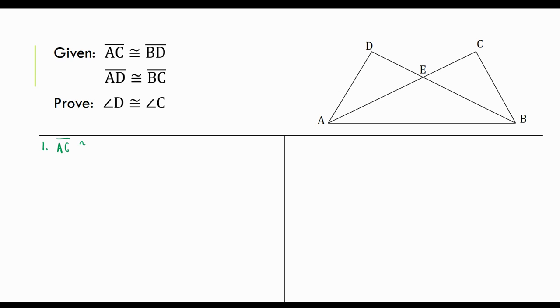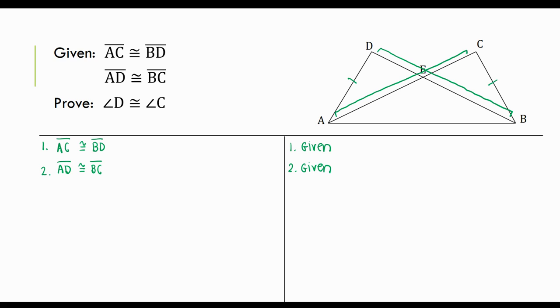So one of my givens is that the segment AC is congruent to the segment BD. If I look, AC is this big segment right here. BD is this big segment right here. So those two are congruent. I can't expand off of that any further, so I'm going to move on to my next given. I am told that the segment AD is congruent to the segment BC. And then I'm going to mark that in my picture.